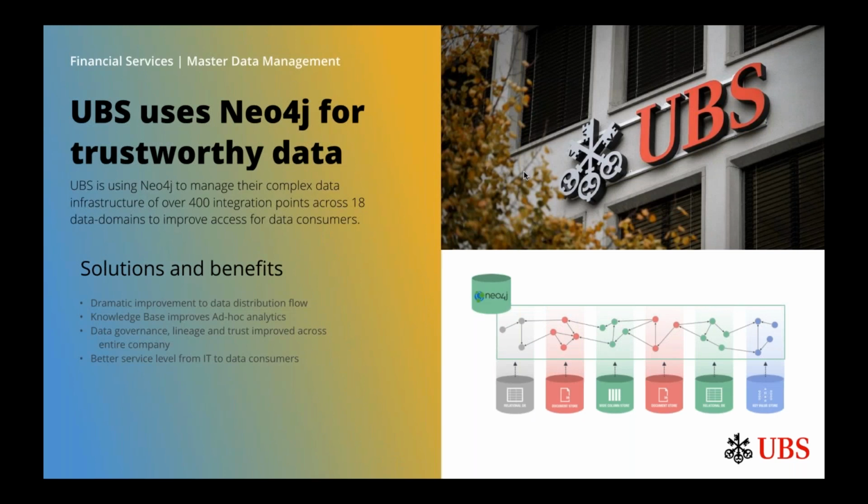UBS, we talked a little bit about. This was the master data, and one of the things that I really like about this use case is, if you think about the number of integration points, they had 400 integration points across 18 data domains. So they had quite a bit of information they had to bring in, and they were really able to improve the level of service to customers, from IT to the actual consumers of information, reduce the risk that they had the correct data and it was appropriate, and then also simplify and get rid of a lot of redundancies as well.